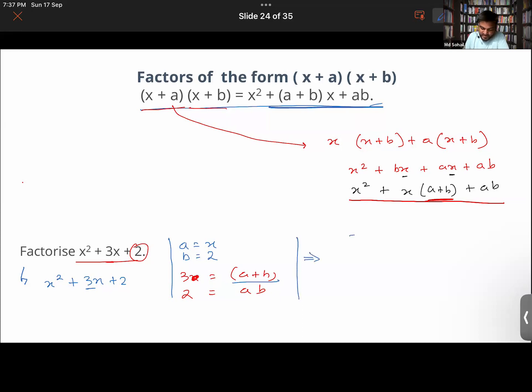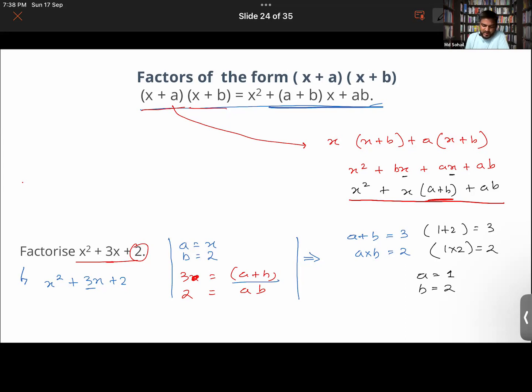So a plus b gives me 3 here, and a multiplied by b gives me 2 here, right? Is it not like 1 plus 2 will be equal to 3, and 1 multiplied by 2 is equal to 2? Is there any other way to represent 3? Can you write 3 as the sum of any other two numbers other than 1 and 2 here? Obviously not. So here you have got a as 1 and b as 2, right?